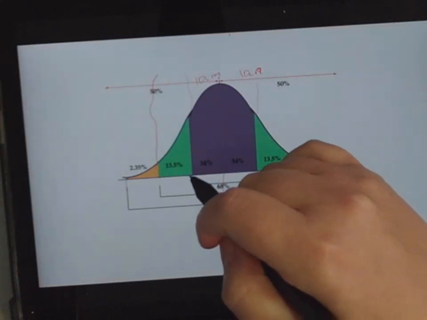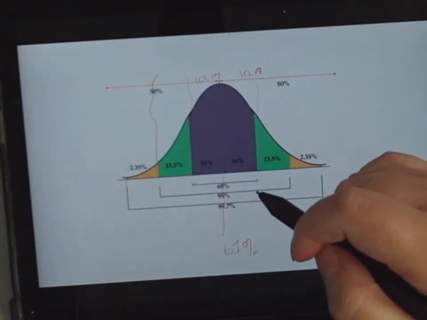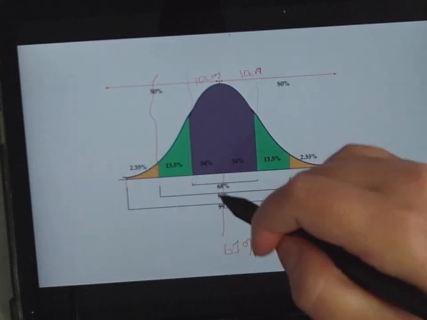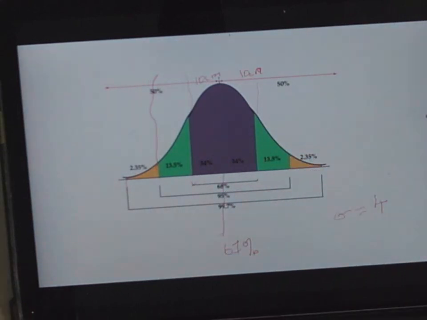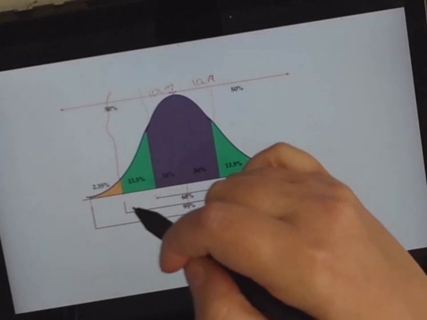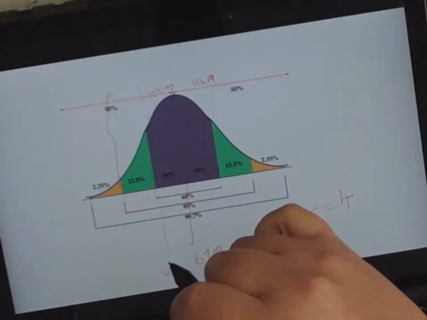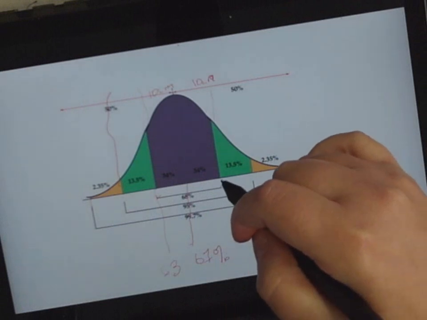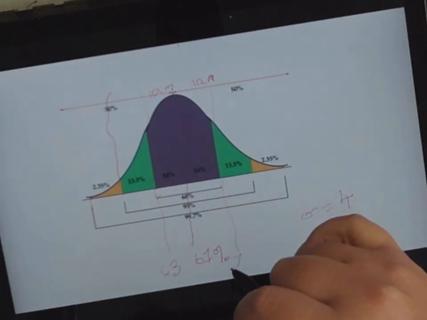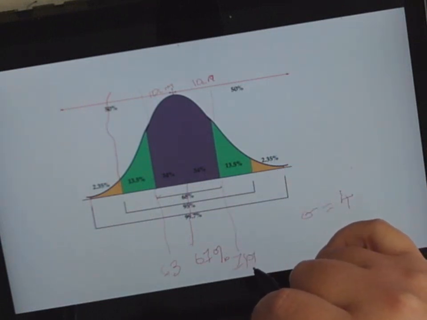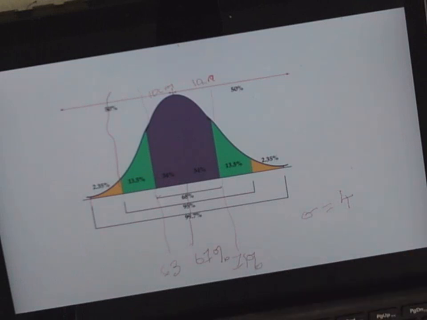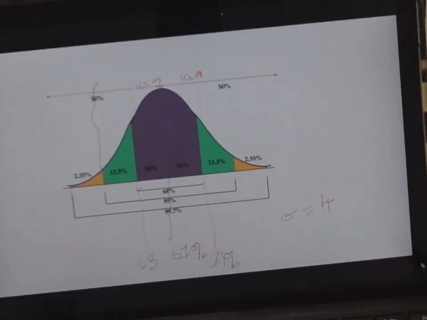So where will I find 68% of people, if 67 is in the middle? I go down one step, what would that be? 63. Go up one step, and I'll be up to 71. So what does the empirical rule tell me? That 68% of the class got between 63 and 71.